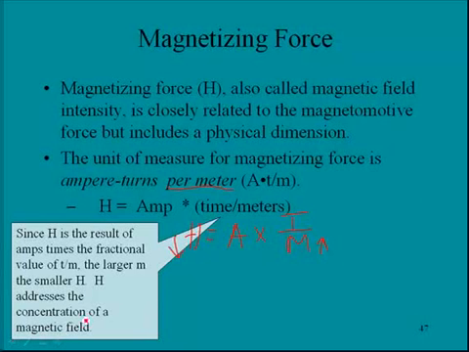H addresses the concentration of a magnetic field. So if the concentration is smaller, notice if this field is in a smaller area, then the H is going to increase. And that is the magnetizing force.